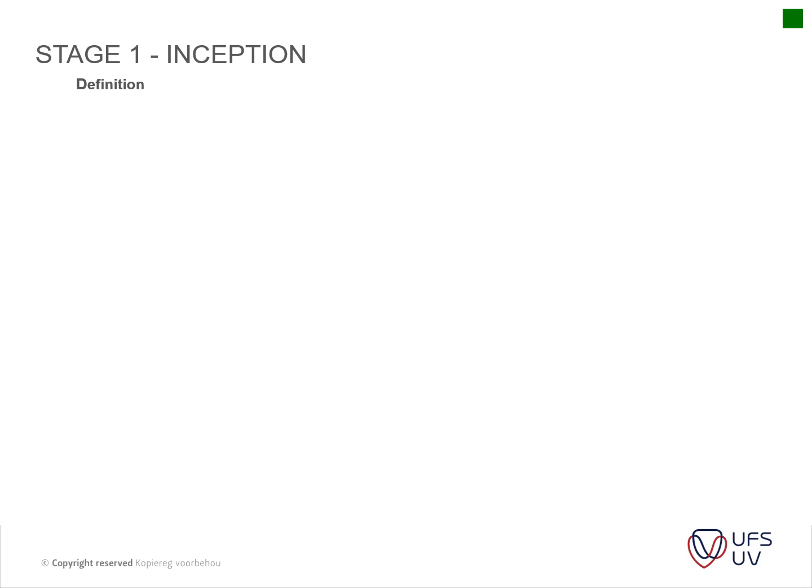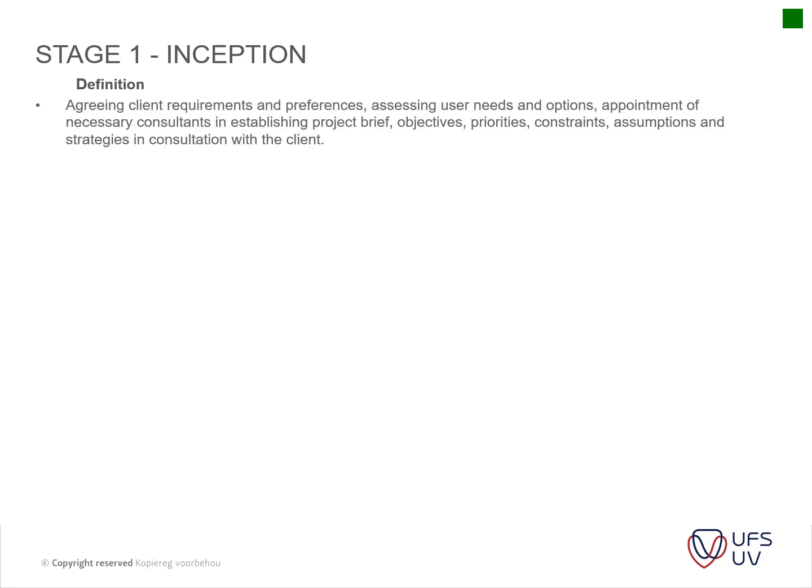Okay, so we're going to look at these items. I'm not going to go into too much depth, but basically I'm going to look at the outcomes of each one and give you some examples. So agreeing with the client on preferences, assessing user needs and options, appointment of the necessary consultants, and establishing project brief, objectives, priorities, constraints, assumptions, and strategies in consulting with the client. So the basic thing is to get a scope, and that is very difficult sometimes with your client, because much of the time they don't really know themselves what they're looking for.